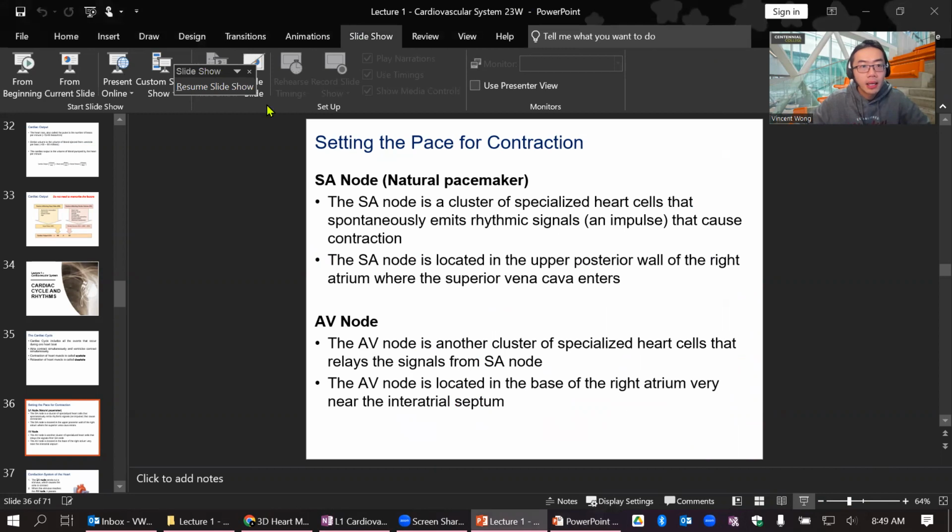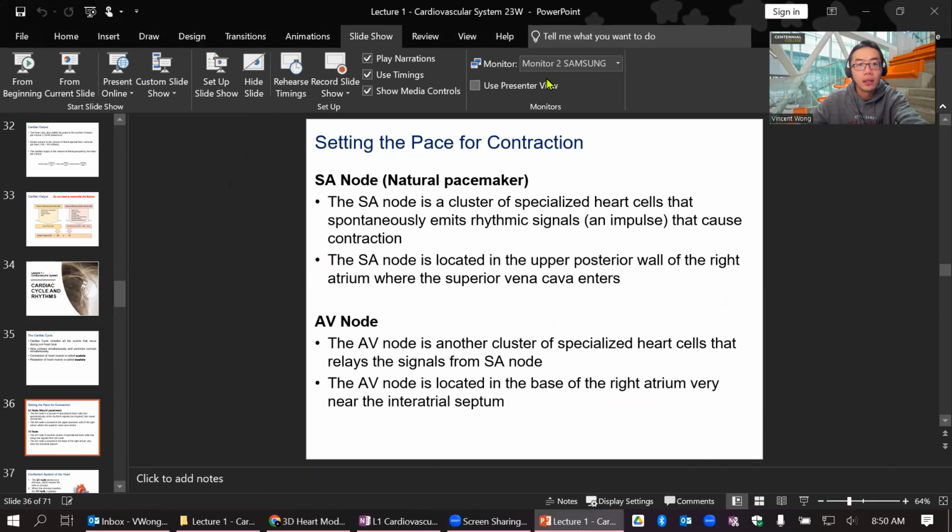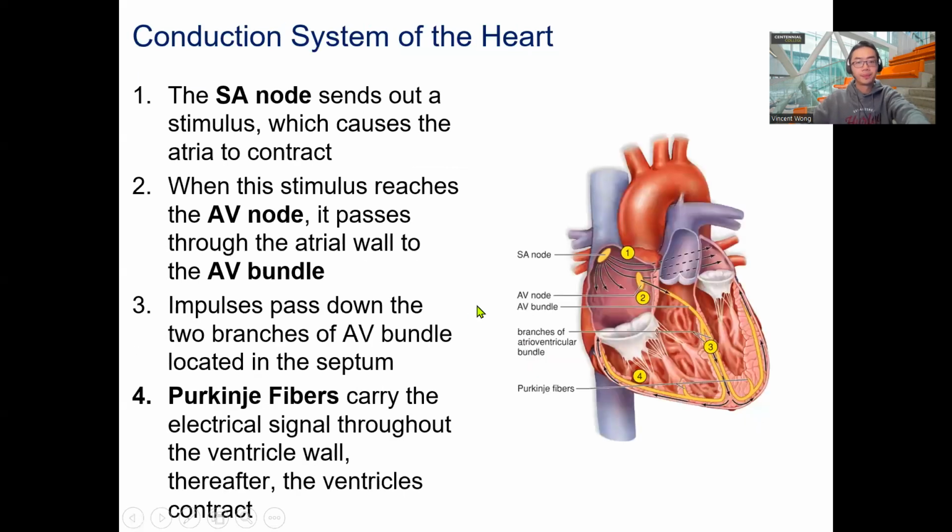Hold on. Slideshow. It's showing up on my other screen. Give me a second. Let me see what's going on here. Primary monitor. Okay, there we go.